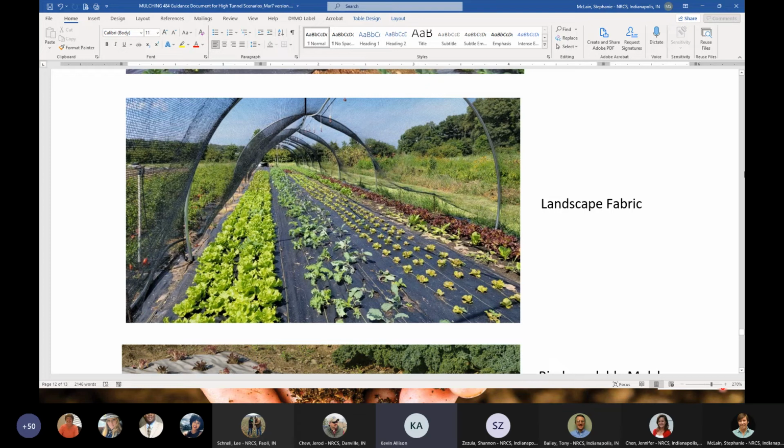So I think Shannon mentioned that we'll get back to you on clarity on what exactly that means as far as payments and year to year. But yeah, I think in general we would advise, I guess I'll just leave it at that. But the landscape fabric is a fairly common tool.